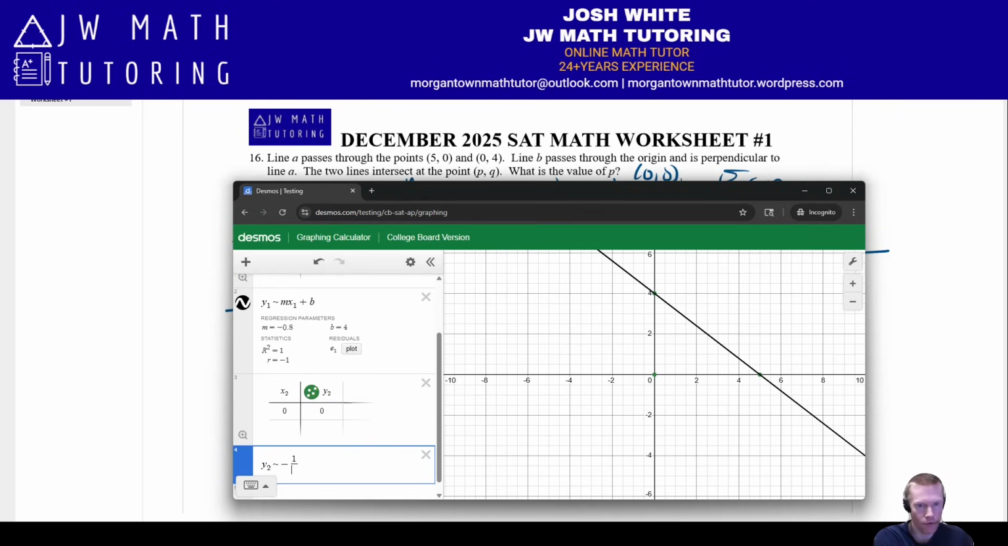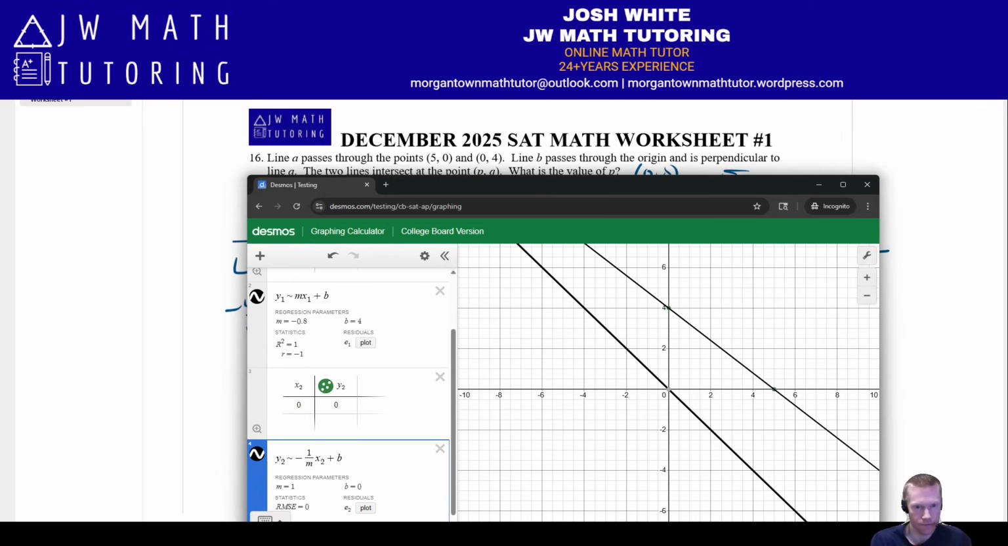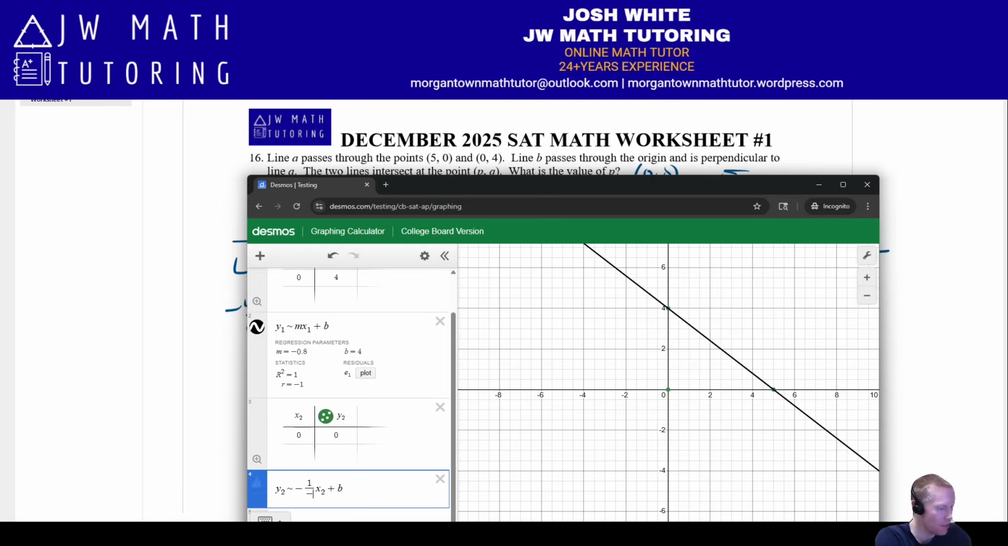If I do -1/m x2 plus b. Yes, that did work. It carried over. Notice, no, it did not work. Why did it work? It worked initially, but then something just changed and it did not work. So here's what I have to do. I'm just going to have to manually take the slope here. I'm just going to have to replace m with what it gave me from the initial regression and change it to -0.8. All right, now there is my line.